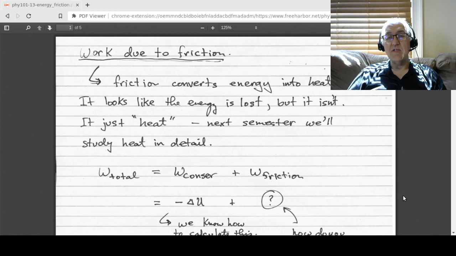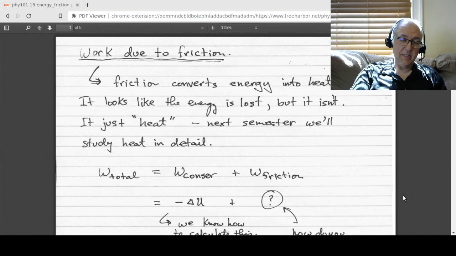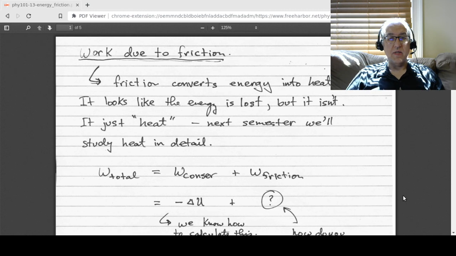Okay, so we're going to finish this story next semester, so I don't want to go too far down the path of heat, but I do want to tell you what's happening here. The friction is converting the energy into heat. And heat, unlike a potential energy, you can't treat it like a potential energy. It's not like a bank account. If you put energy into heat, it's not so easy to get it back. Again, a story for next semester when we study thermodynamics. But you'll see that actually come out as I work out the work due to friction in this lecture.